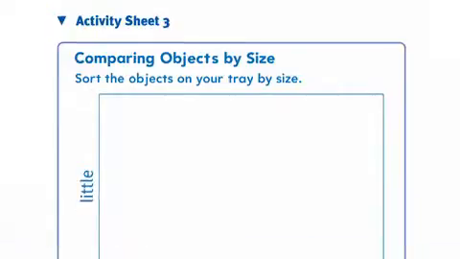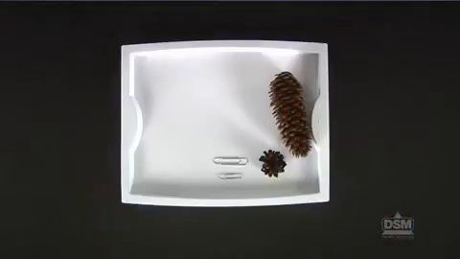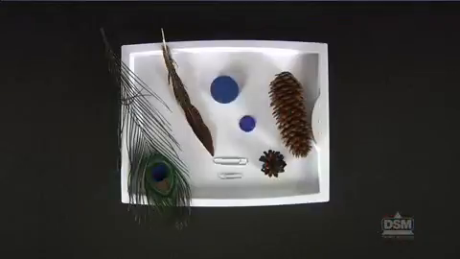To prepare for the activity, make a copy of Activity Sheet 3 for each student. Put together a tray for each team containing 5 or 6 pairs of objects, one large and one small of each item, and include pine cones, paper clips, feathers, and circles from the kit. Make sure to have an additional tray prepared to use as an example as you demonstrate the activity and lead the discussion.